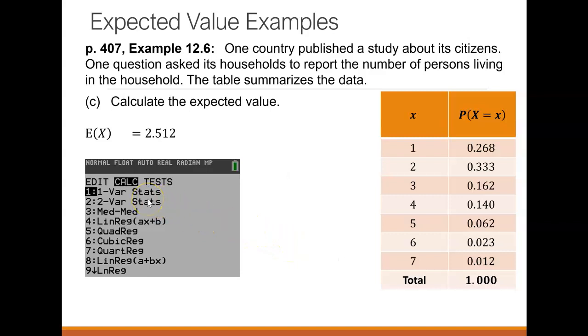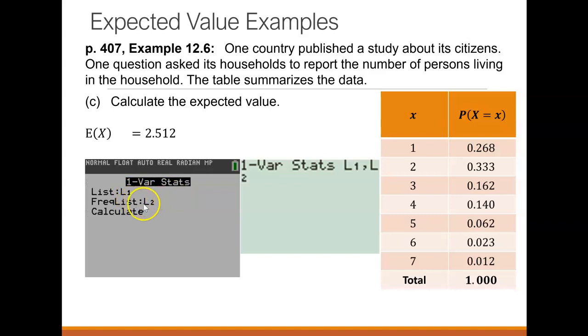So what I'm going to do is type in, this is my L1 and this is my L2. And I'm going to go to one variable stats, run variable stats with L1 as my outcomes and L2 as my frequency list. That should be my probabilities. Make sure it's the probabilities and not the counts that we had earlier. We need to have a probability model when we do this. So that conversion to probability model needed to happen before I did this step.